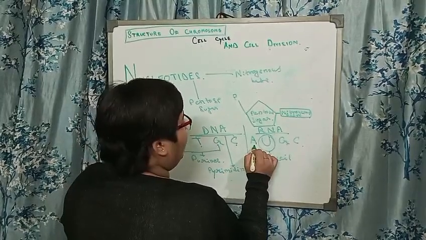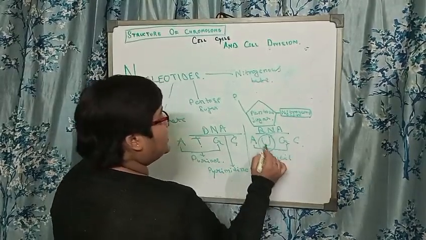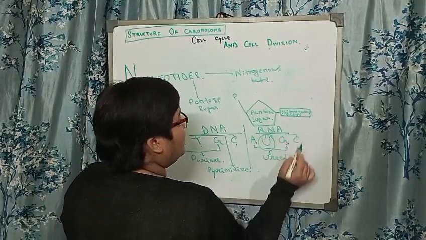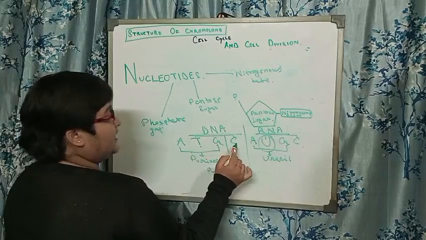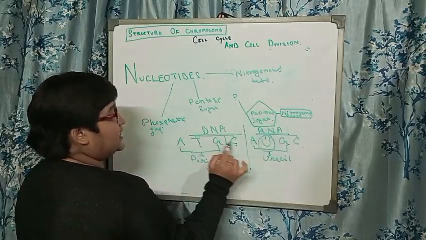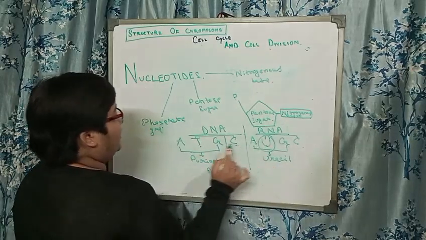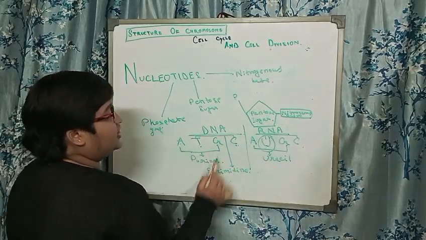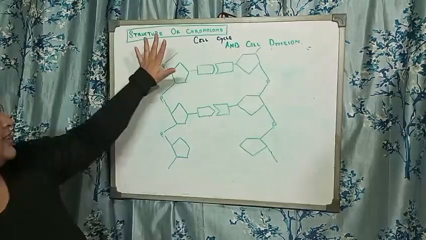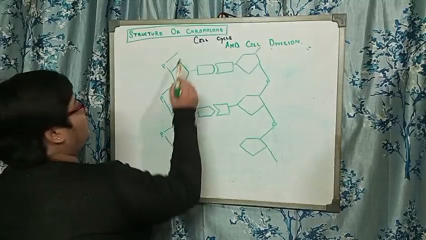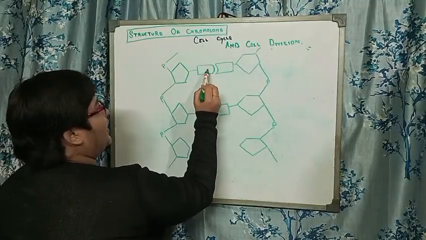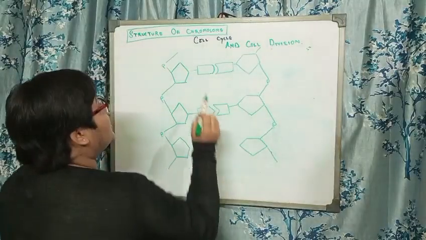Also, A and G are purines and U and C are pyrimidines. So there are three pyrimidines: C, T, and U, and two purines, that is A and G. These are repeated nucleotides, right? So this nucleotide contains a pentose sugar, a phosphate group and a nitrogenous base.